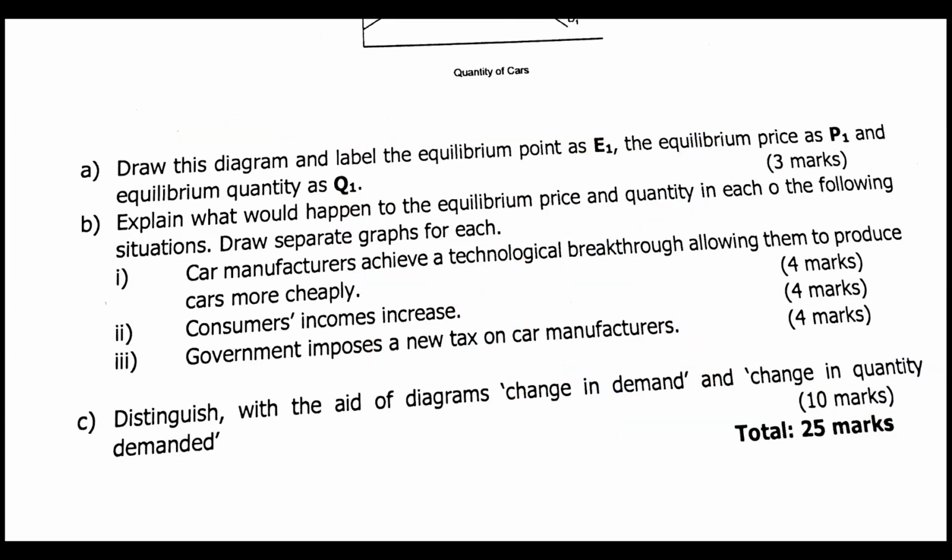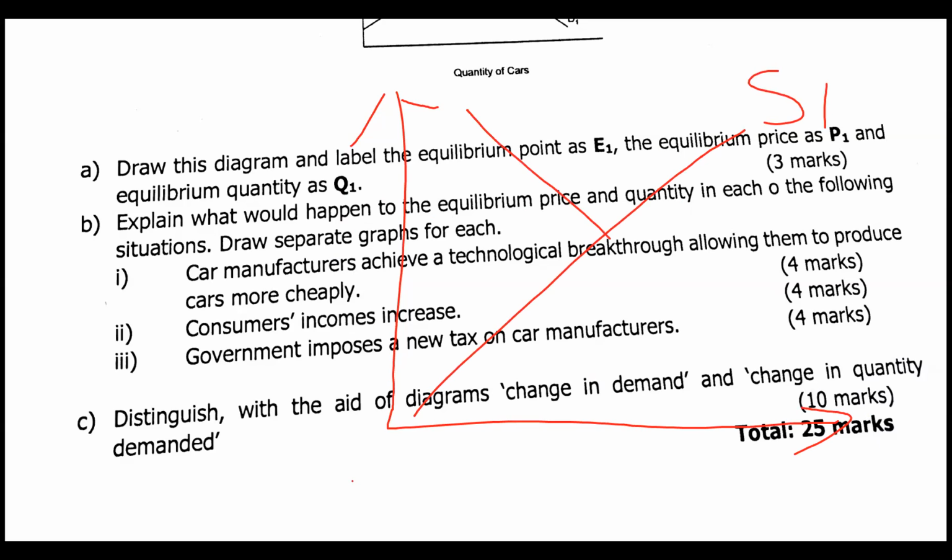We can go to the next one. It says consumers' income increased. So consumers' income increases. What is affected by this factor, demand or supply? Consumer incomes are increasing. Is it affecting demand or supply? Affecting demand, sir. The demand will increase.